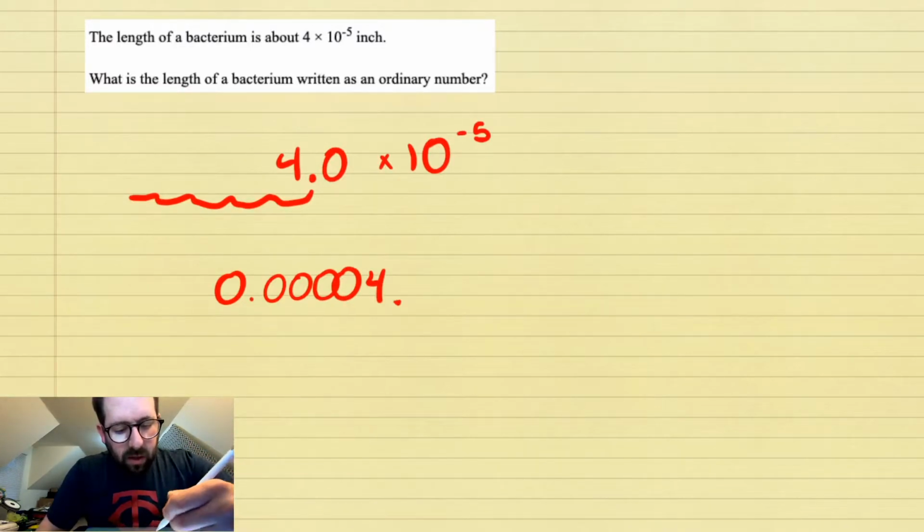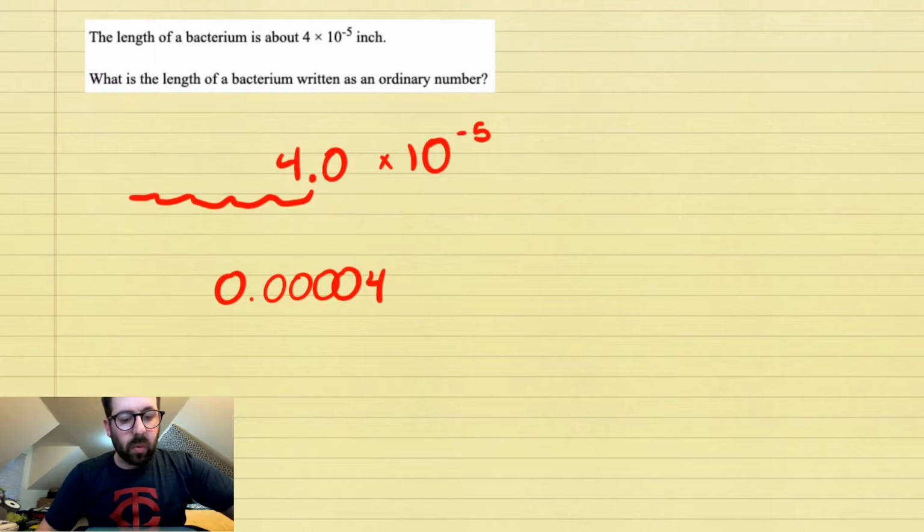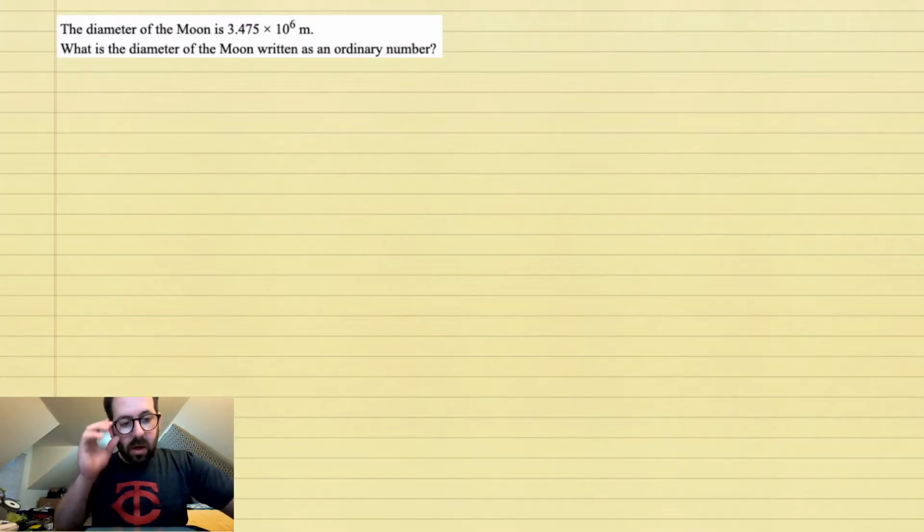Because if I started it here and it moved over 5 spots, 1, 2, 3, 4, 5, yeah. So there you go. So there's your original number in its original form. So let's move on to number 3 here.